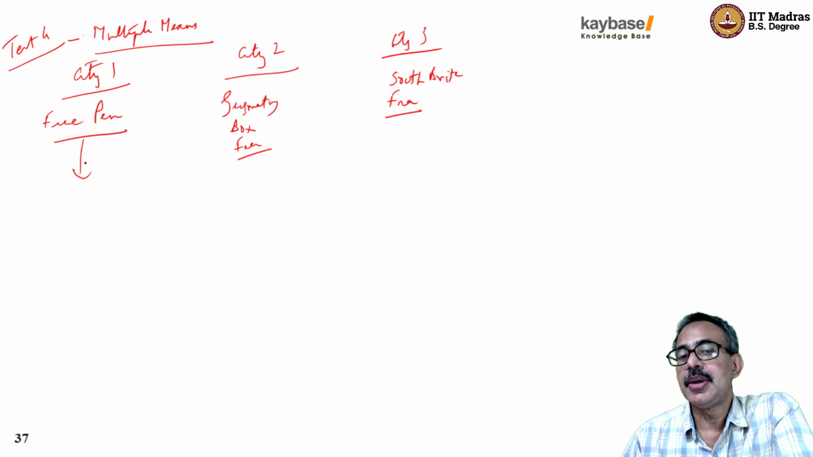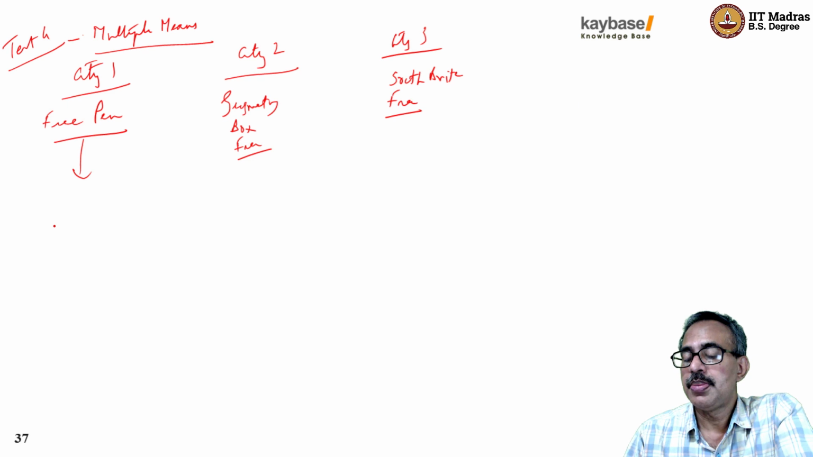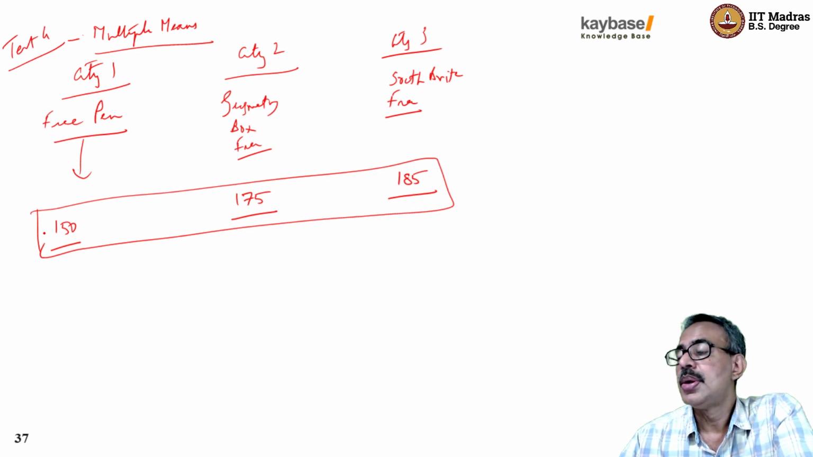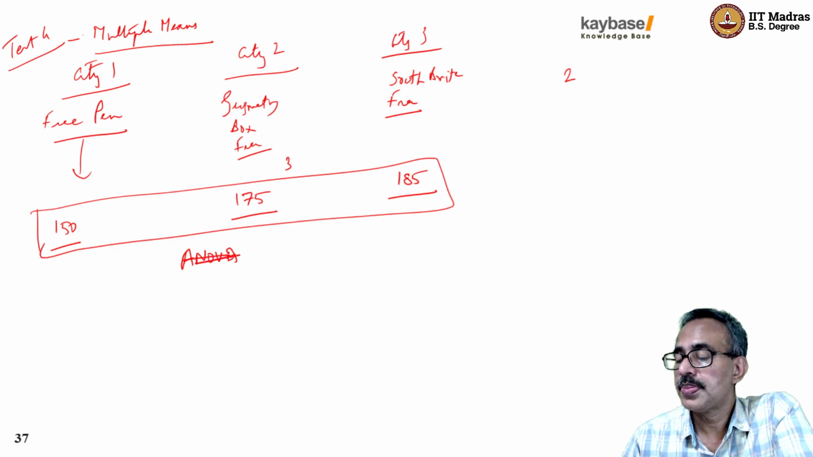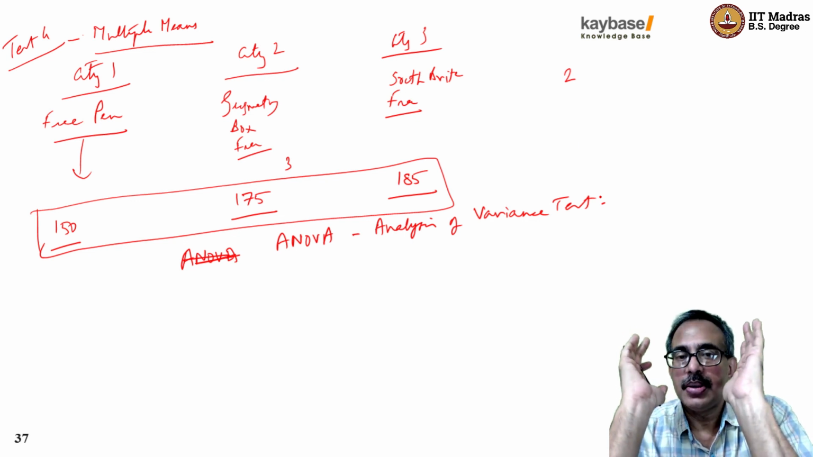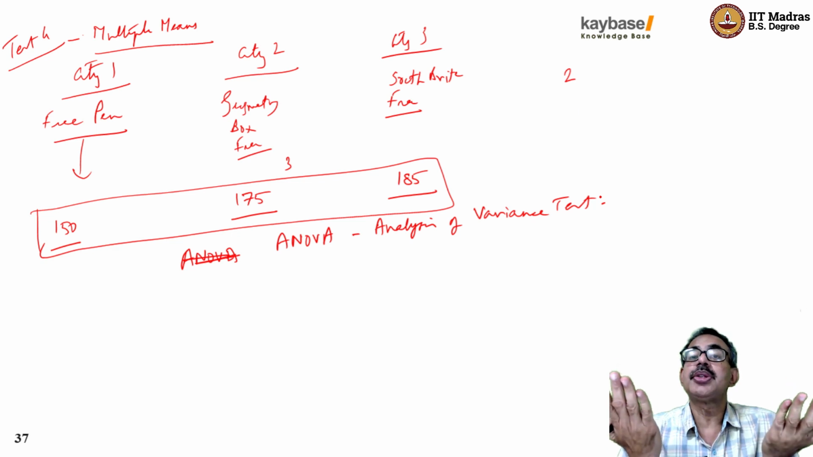In city 1, let's say the average sales in the shop is 150 units per month. In city 2, the average sale is 175 units. In city 3, the average sale is 185 units. Now we want to compare the 3 means. The earlier formula that I talked about was only for 2 means, so that's not applicable here because here we have 3. So what do we do? We run a test called ANOVA, which stands for analysis of variance.